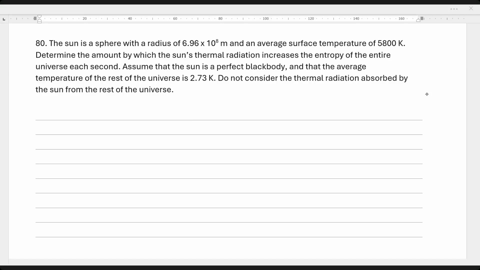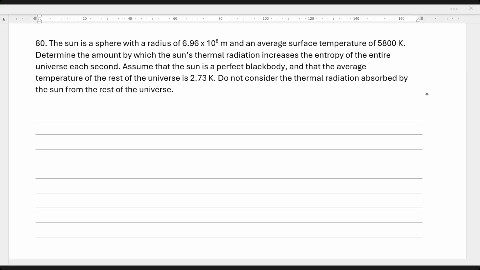And we're given that the sun is a sphere with a radius 6.96 times 10 power 8 meters and an average surface temperature of 5,800 Kelvin. We want to find the amount by which the sun's thermal radiation increases the entropy of the entire universe each second. Assume that the sun is a perfect black body and that the average temperature of the rest of the universe is 2.73 Kelvin. Do not consider the thermal radiation absorbed by the sun from the rest of the universe.